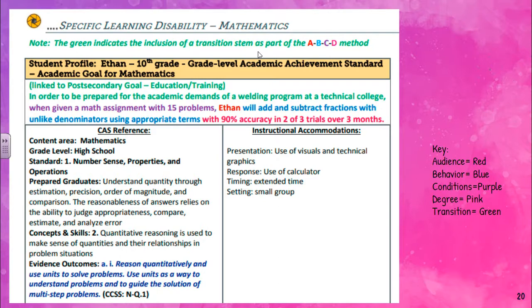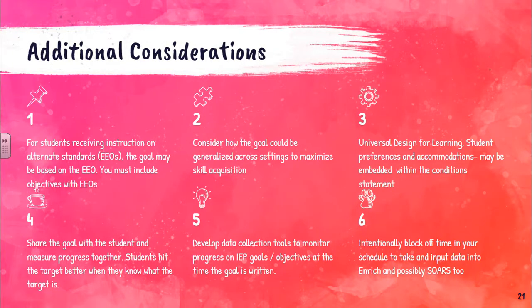Notice the color coding. Our audience is Ethan. Our behavior is in blue. Anybody should be able to see him do this, adding and subtracting fractions with unlike denominators. And our conditions are purple. It's going to be that we've given him a math assignment with 15 problems. And our degree, it's going to be 90% accuracy in 2 of 3 trials over 3 months. And again, on this screen, you'll notice that green is our transition statement.